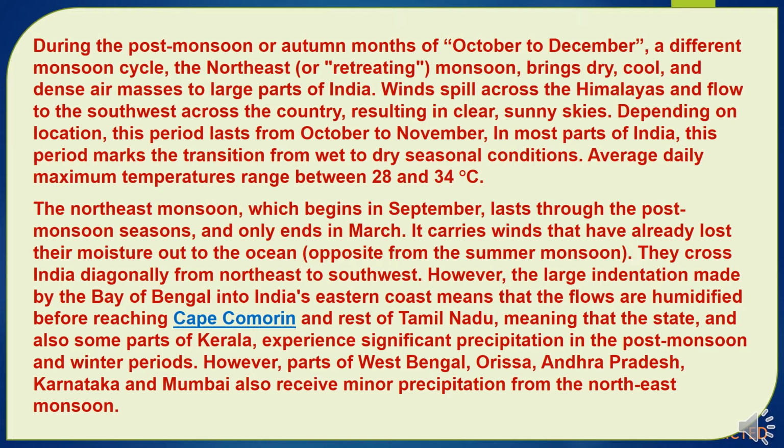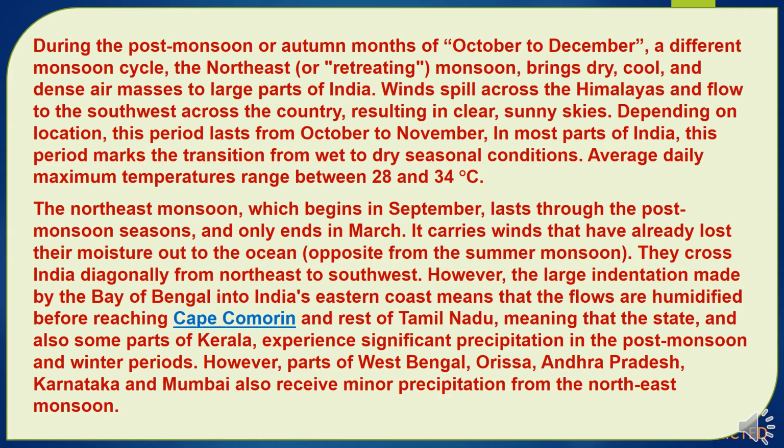Average daily maximum temperature ranges between 28 to 34 degrees centigrade during this period. The northeast monsoon, which begins in September, lasts through the post-monsoon season and only ends in March. It carries winds that have already lost their moisture out of the ocean, which is opposite from the summer monsoon characteristics. They cross India diagonally from northeast to southwest.